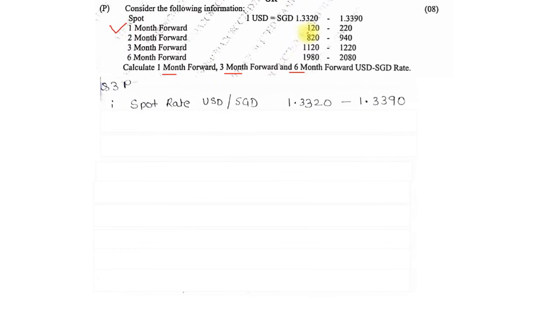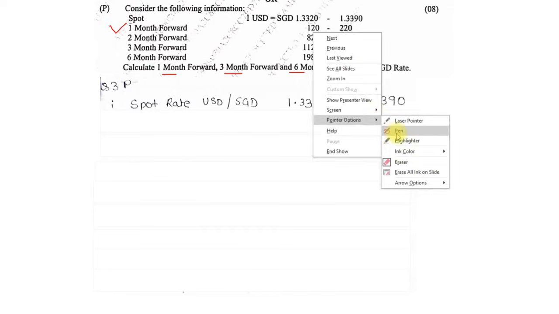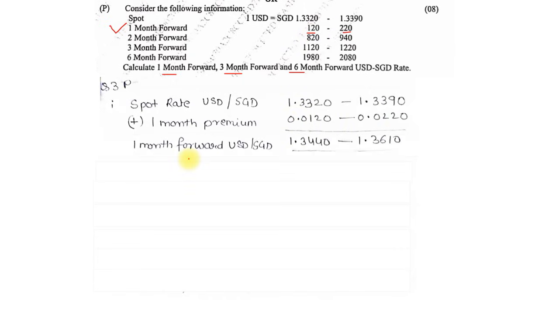Now, how to understand whether it is a premium or a discount? If bid is smaller than ask, it is a premium, and if bid is greater than ask, it will be a discount. Here bid is smaller than the ask, so it is a premium. So we add the 1 month premium, which is 0.0120 and 0.0220, and we get the 1 month forward rate, that is 1.3440 and 1.3610.